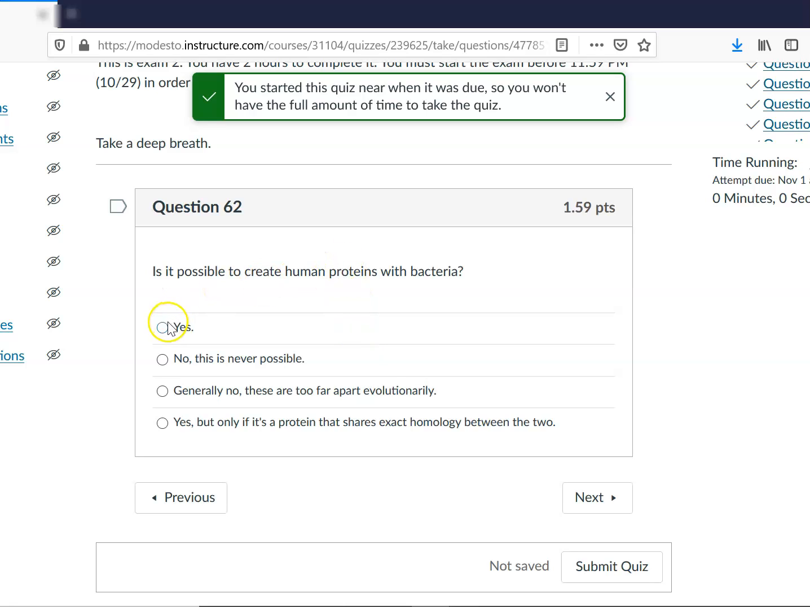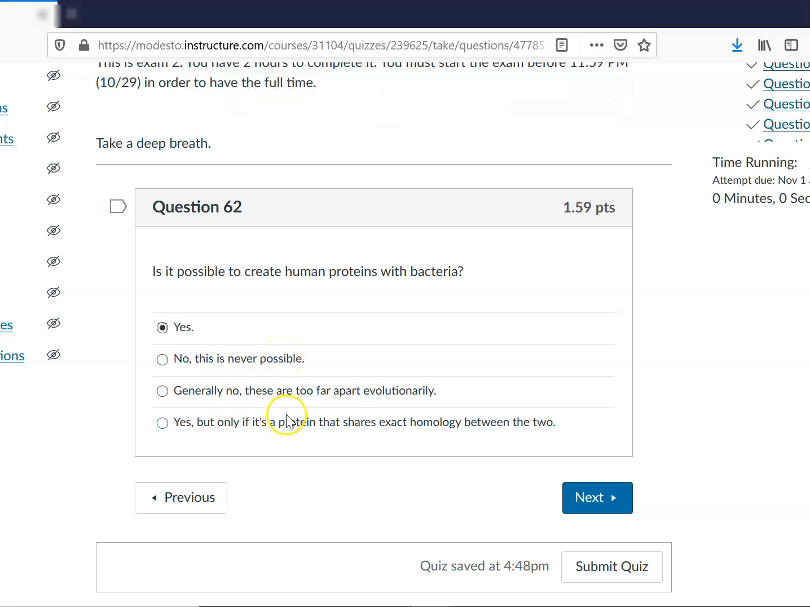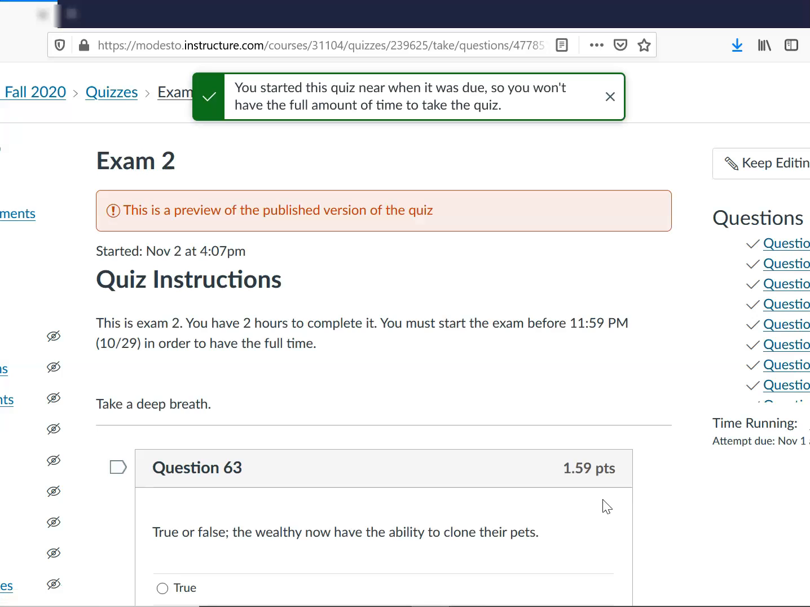Is it possible to create human proteins with bacteria? Oh, goodness, yes. No, it's never possible. That's wrong. Generally, no. No, that's wrong. Yes, but only if it's a protein that shares exact homology between the two. No. Bacteria don't grow human insulin. They don't grow human growth hormone. They don't grow MSG naturally. There is no homology for many of the things. If we were actually in lab this semester, we were going to take bacteria and cause them to glow under a black light. Okay, there's no homologue for that within bacteria, which you wouldn't know, but it is possible to grow human proteins within bacteria.